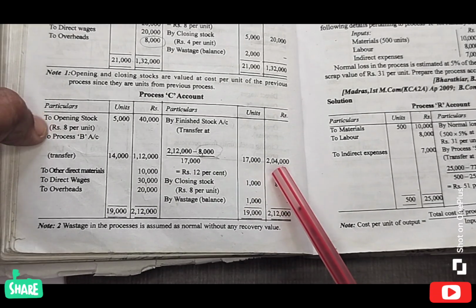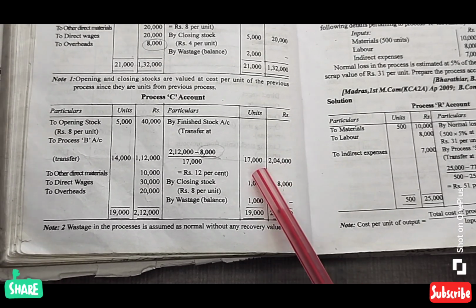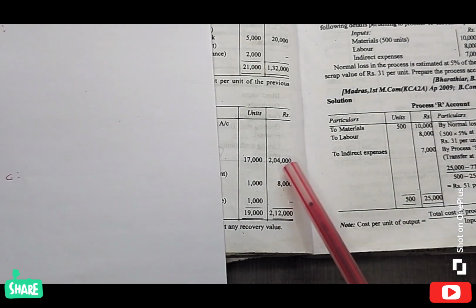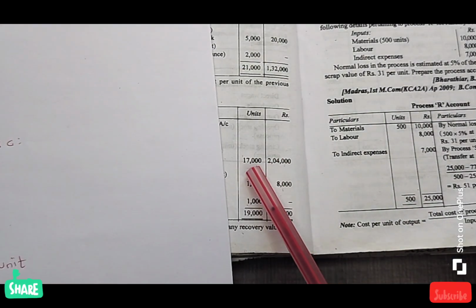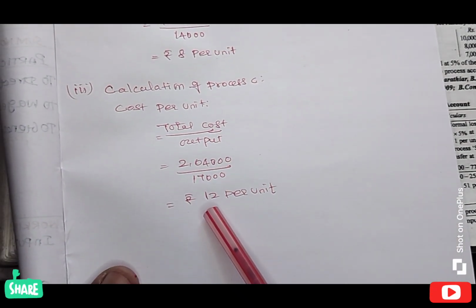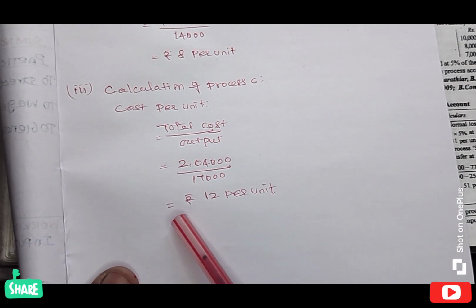Okay, now we are going to find out the cost per unit. So the cost per unit is total cost divided by output. Total cost 2,04,000 rupees. Total output is 17,000 units. After cancelling, you will get 12 per unit. 12 rupees cost per unit.